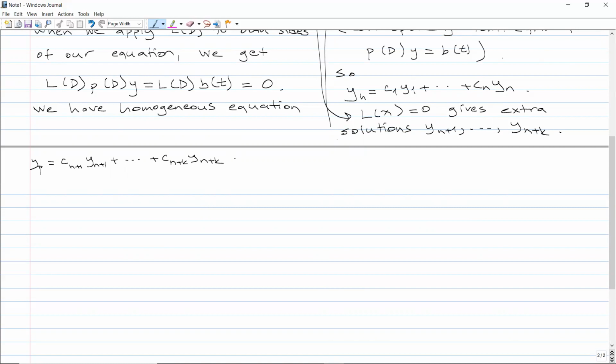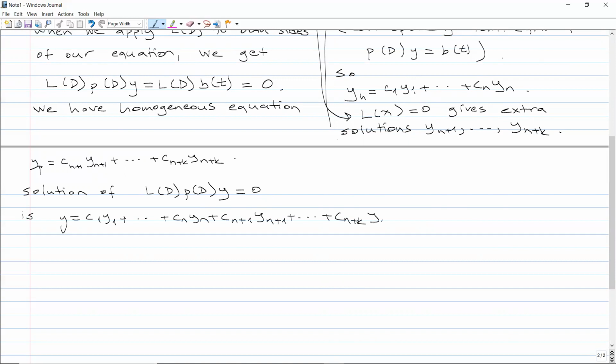But you don't need to make this distinction, which one is P(lambda), which one is L(lambda). You just write the solution of L(D) P(D) of y equal to 0, so we use all the solutions, y1 up to yn, and then y(m plus 1) up to y(m plus k). The first n is going to be homogeneous, and the rest is going to be the particular. But as I said, when you're working an example, you don't need to make this distinction. At the end, you will see which part is the homogeneous, which part is particular.